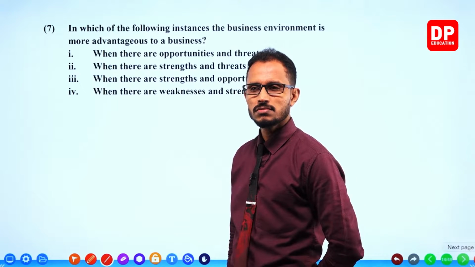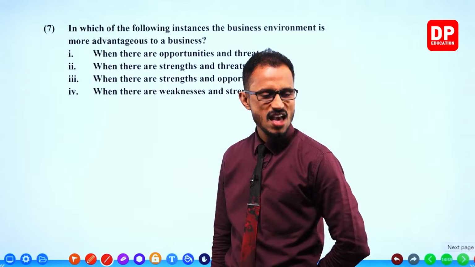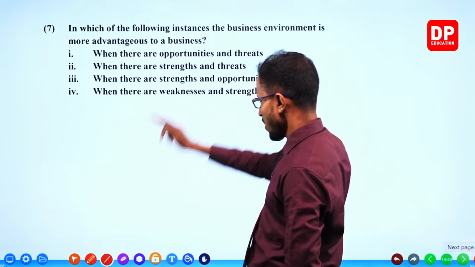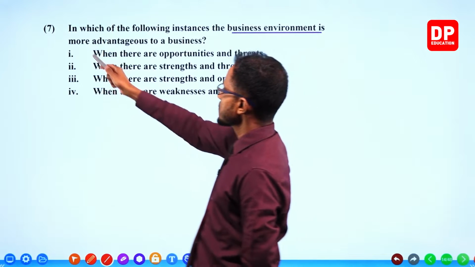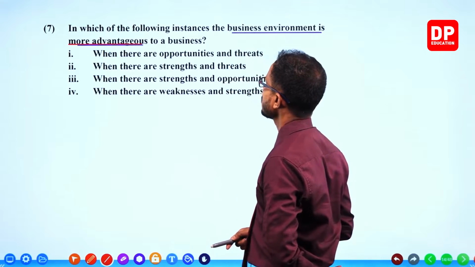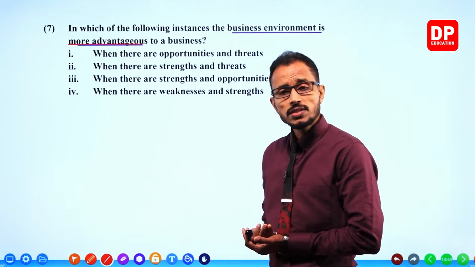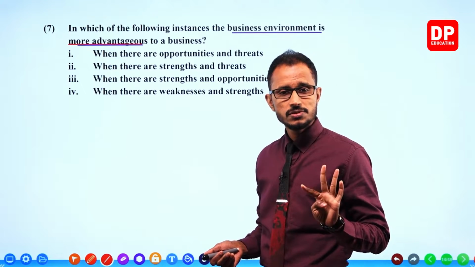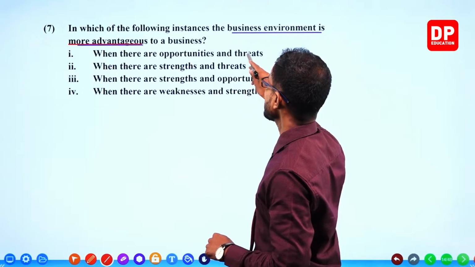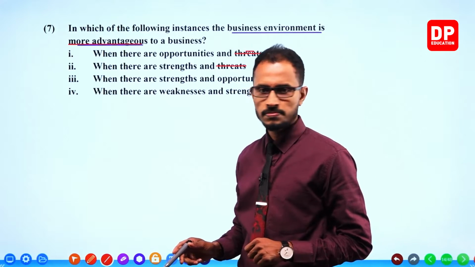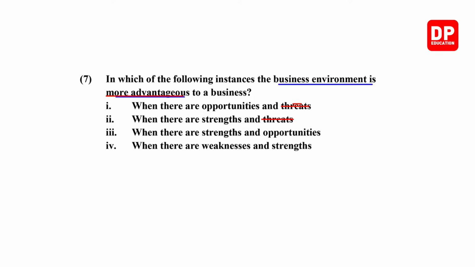Well, they are asking about one special thing. And what is that? In which situation is the business environment more advantageous to a business? Well, children, it is the SWOT that they have given: strengths, weaknesses, opportunities, and threats. When there are opportunities, it's advantages, but threats, no, not advantages. When there are strengths, it's advantages, but threats, no. When there are strengths and opportunities, both are advantages. But when there are weaknesses and strengths, weaknesses are not advantages.